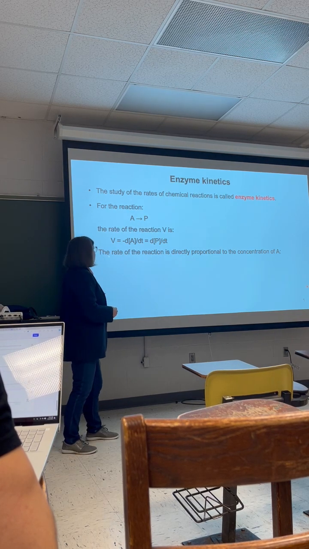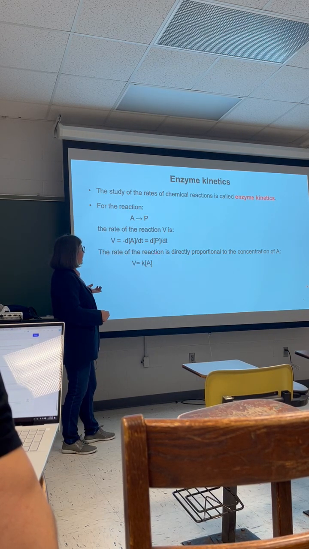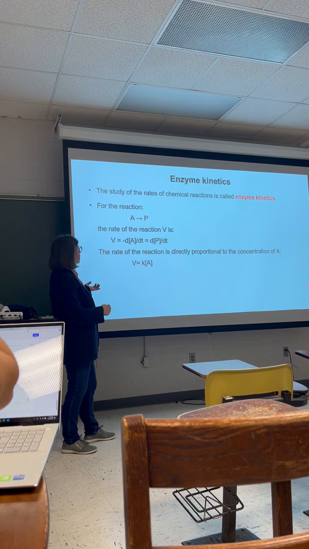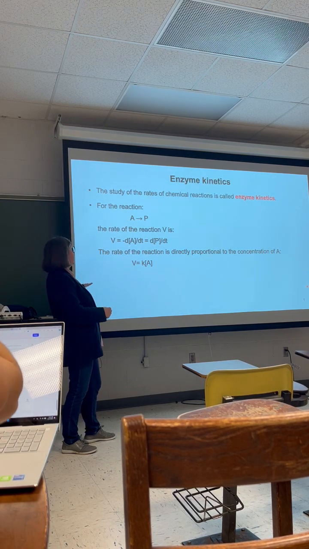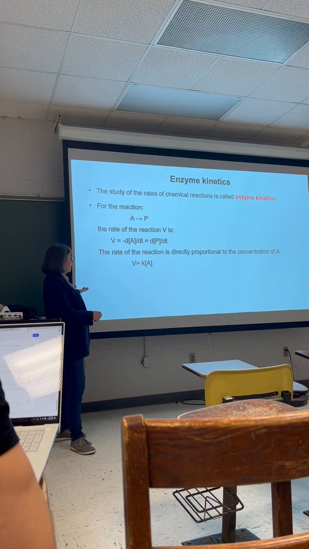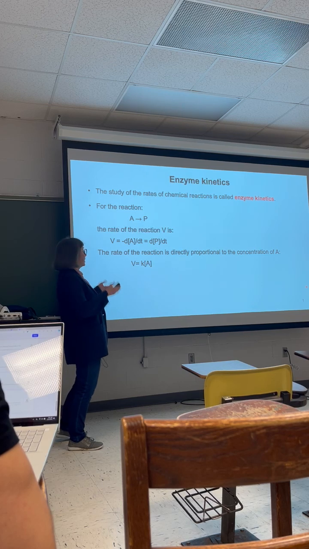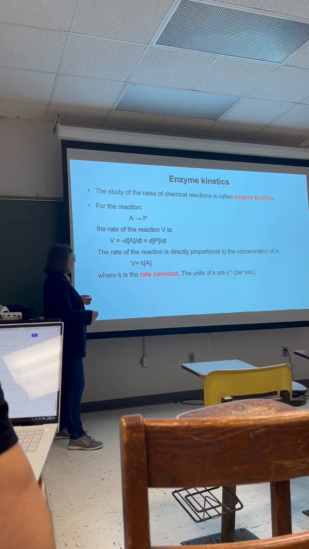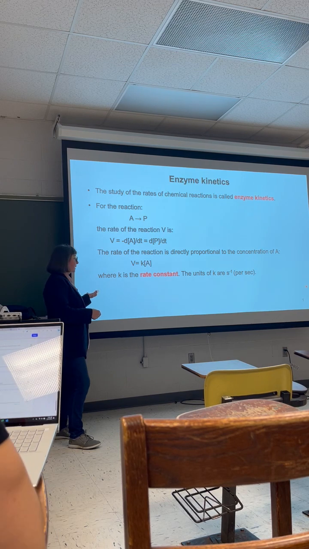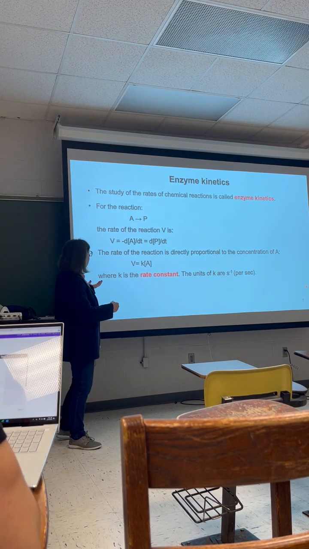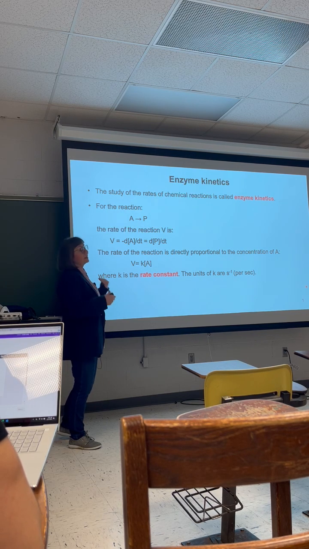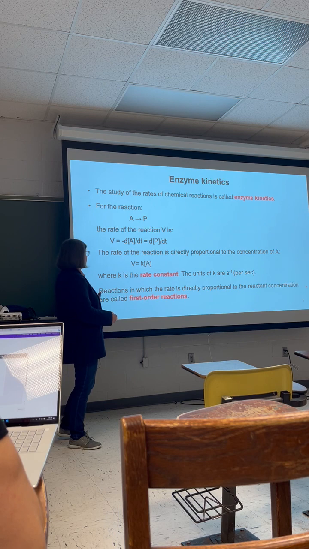And it turns out that the rate of this reaction is directly proportional to the concentration of the substrate. So I can also write that velocity equals k, a constant, times the concentration of A. The more substrate A you have, the faster the reaction will go. So k is a rate constant, and for this simple reaction, the units of k are per second. So how fast? Per second.